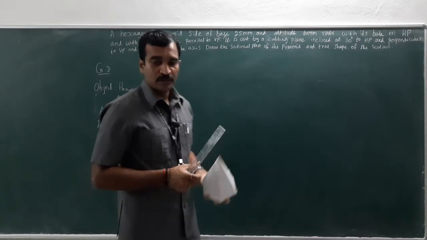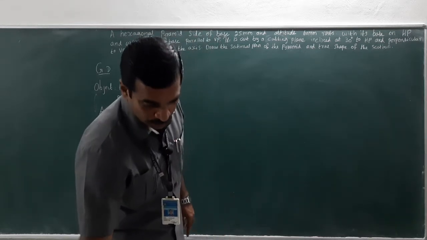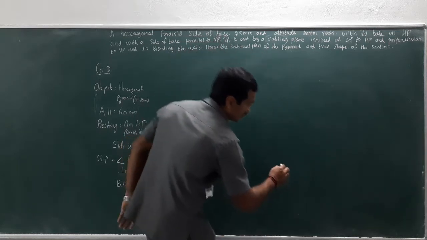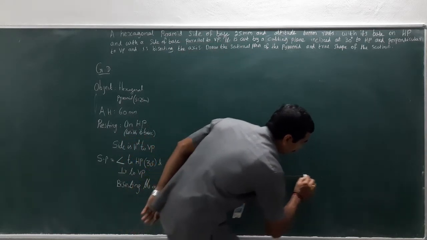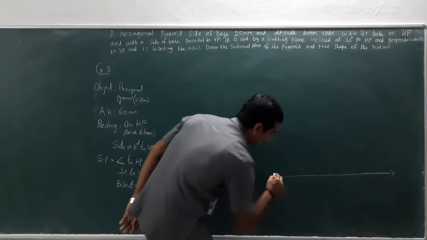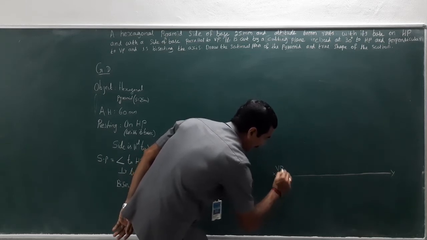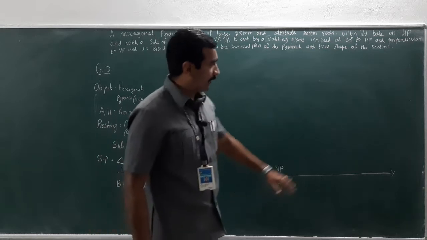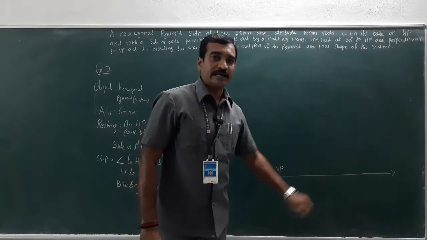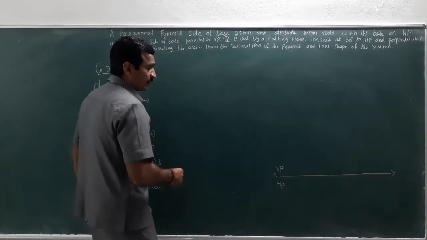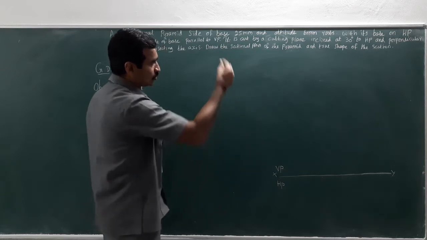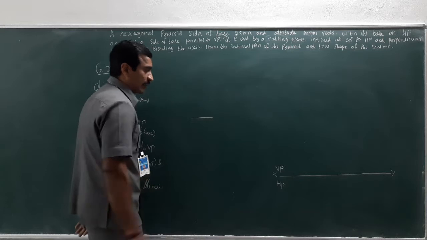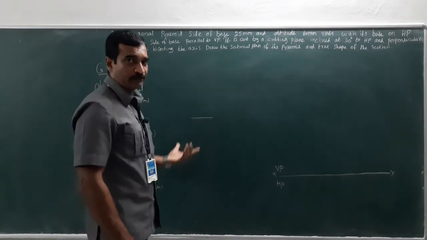Right. So just watch carefully how I am going to do the projections here. Let me just draw the XY line, which is nothing but the reference line. Above XY is VP, below is HP. You all know how to draw the hexagon, isn't it? It's very easy. Here the side is parallel to VP, therefore you have to start in this manner. So this is 25 mm.